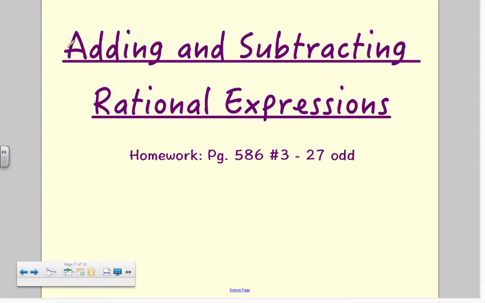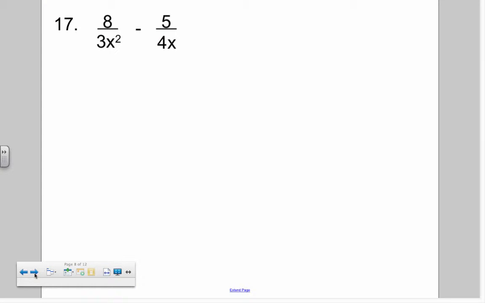Okay, today we're adding and subtracting rational expressions. This is from your homework page 586, number 3 through 27 odd. I'm going to start with number 17, and I know that's skipping a lot of problems, but the first couple problems on your homework, you're adding and subtracting fractions with already common denominators. So I really wanted to show you a couple where we're adding or subtracting fractions with uncommon denominators.